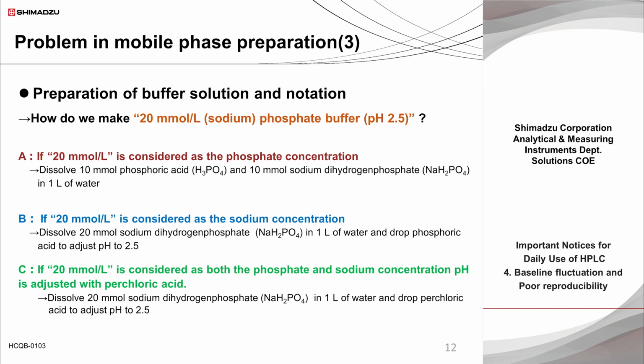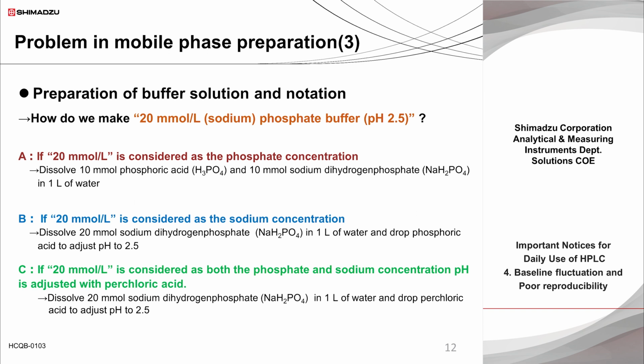Here 3 different interpretations of 20 millimoles per liter sodium phosphate buffer are compared. In the first example, 20 millimoles per liter is interpreted as the phosphate concentration and the paired sodium concentration is half of the phosphate concentration. By mixing an equivalent amount of undissociated phosphoric acid and fully dissociated monosodium phosphate, the pH would be the pKa1 of phosphoric acid.